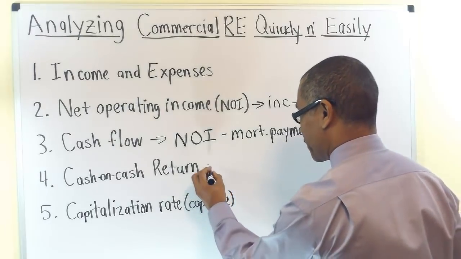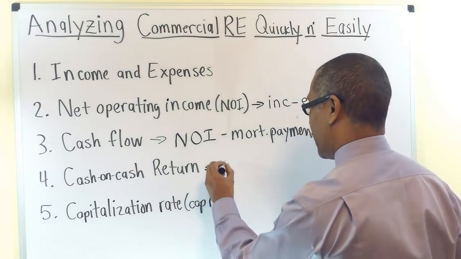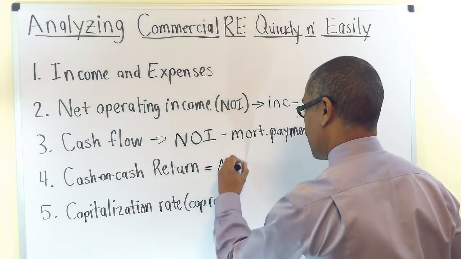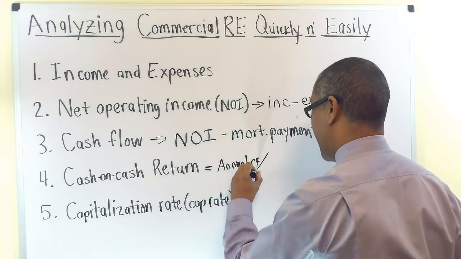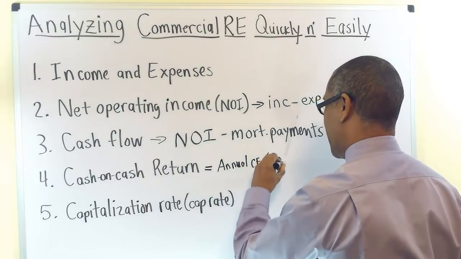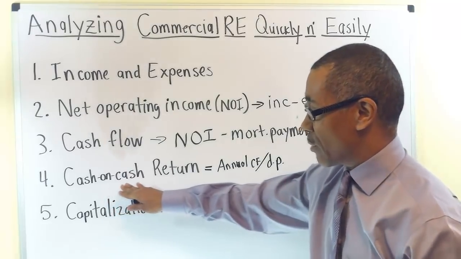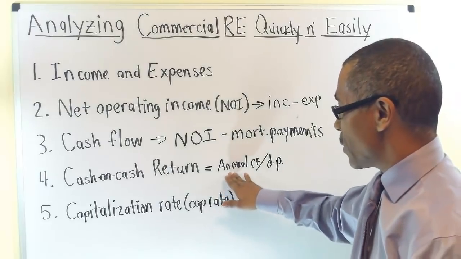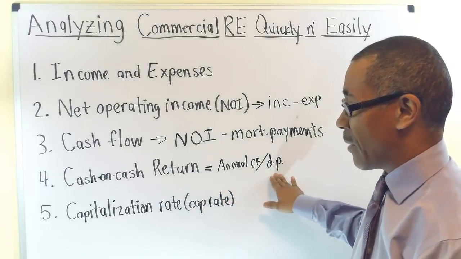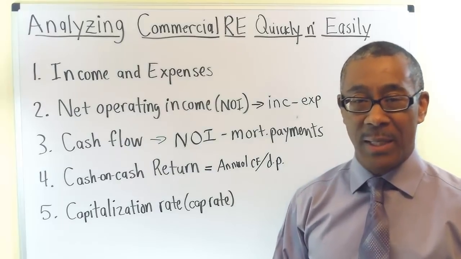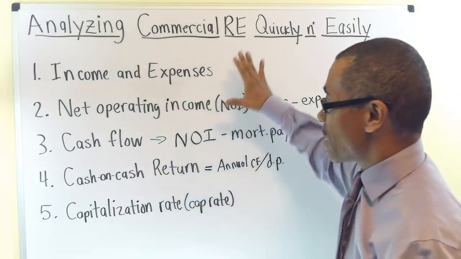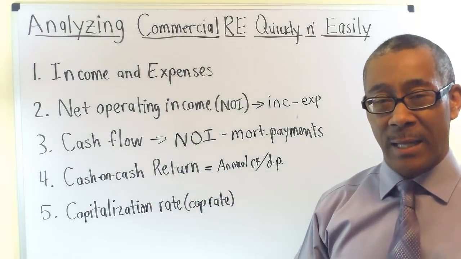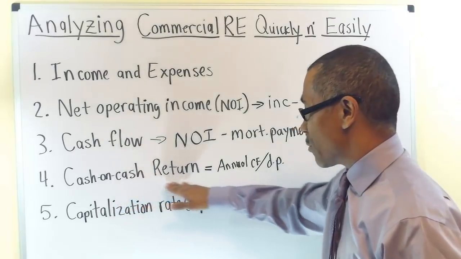Cash on cash return, the equation there is your annual cash flow divided by your down payment. Okay? Cash on cash return is basically your return on investment. If you look at this equation, your annual cash flow divided by your down payment. In a couple minutes, I'm going to give you an example. I'm going to use all 5 of these in an example and break it down for you. There's nothing like learning by doing. Okay? That's cash on cash return.